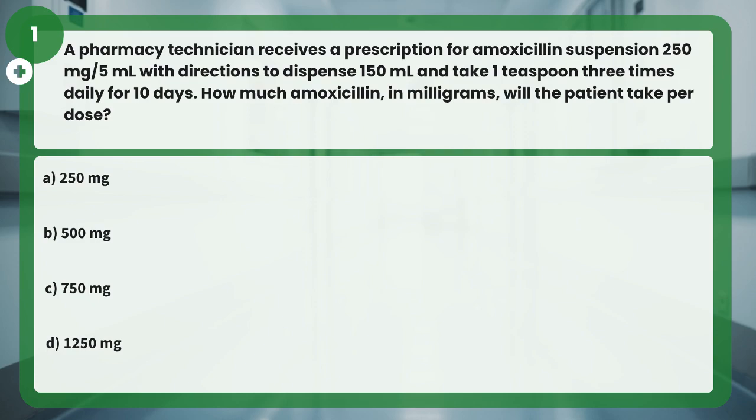Question 1. A pharmacy technician receives a prescription for amoxicillin suspension, 250 milligrams per 5 milliliters, with directions to dispense 150 milliliters and take 1 teaspoon 3 times daily for 10 days. How much amoxicillin in milligrams will the patient take per dose?